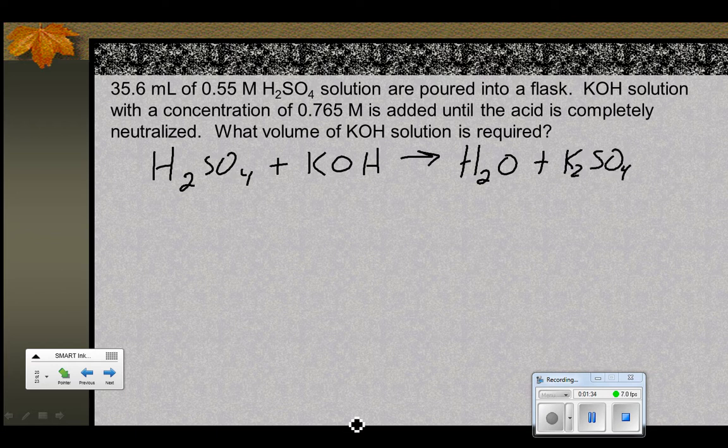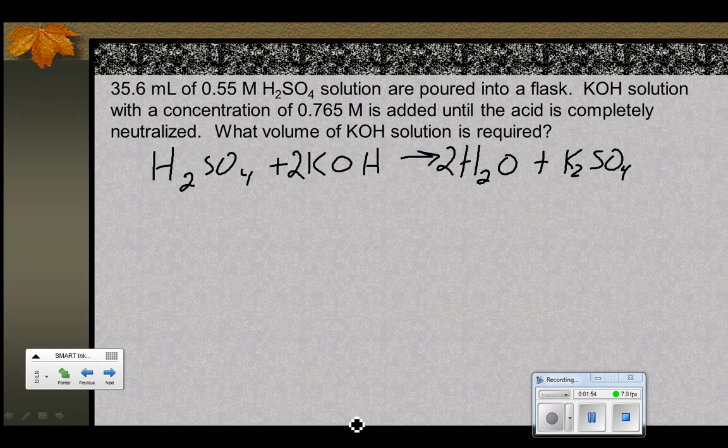K2SO4 as a product. Remember, only one hydrogen comes off of H2SO4 in the first ionization, but if we completely neutralize it, we'll take both of them off. Now you may have noticed this is not balanced, so to balance it, we're going to need a 2 there, and we're going to get 2 waters out of that. We can't skip this step because we're going to need that as that third step.